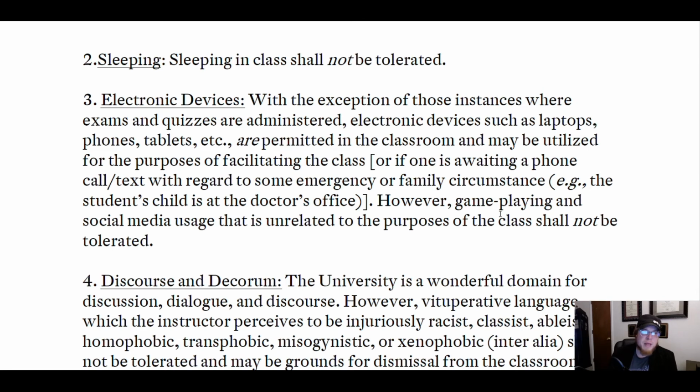Electronic devices such as laptops, phones, tablets, etc. are permitted in the classroom and may be utilized for the purposes of facilitating the class. Technology doesn't bother me. Sometimes in the middle of class, I will Google something. So if you're doing that too, it doesn't bother me. Just don't be rude about it.